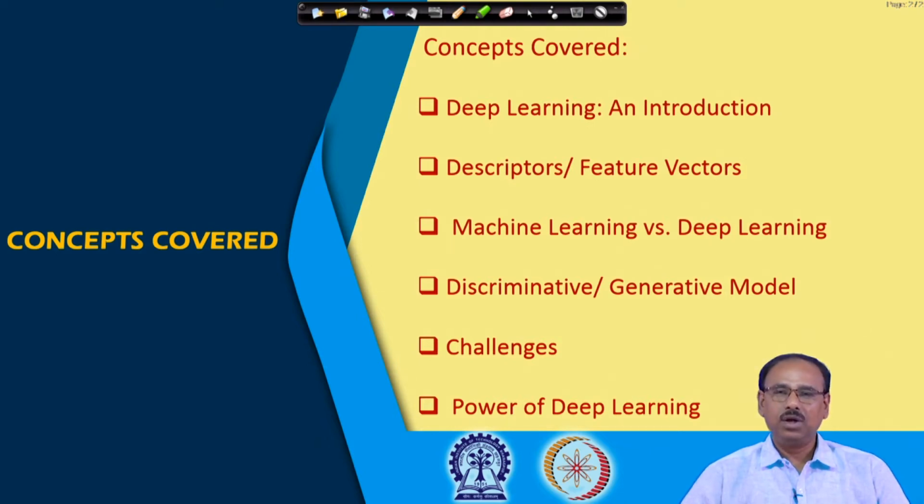Following that, we will talk about what is machine learning and what is deep learning. Machine learning is the traditional approach, and how we are differing when we are going for deep learning, what is the difference between machine learning and deep learning. Then coming to deep learning again, we will talk about two different models of deep learning. One of them is the discriminative model and the other one is the generative model.